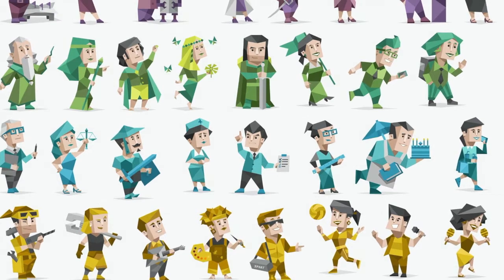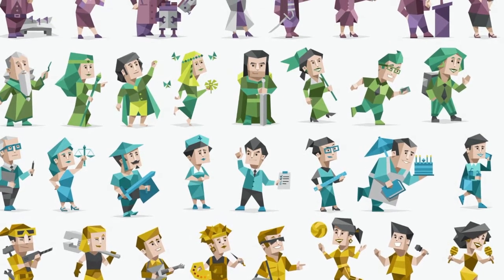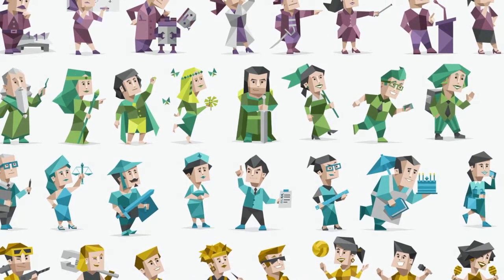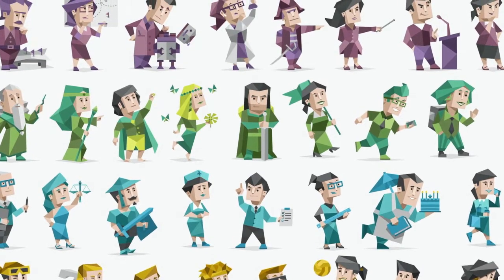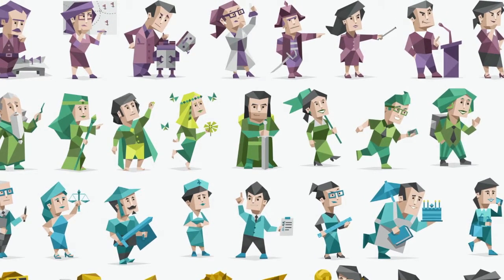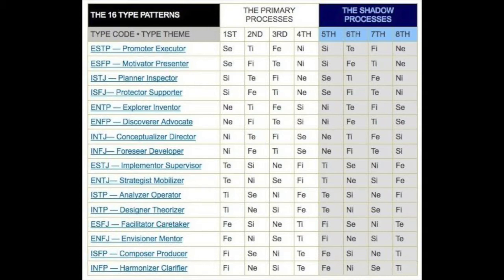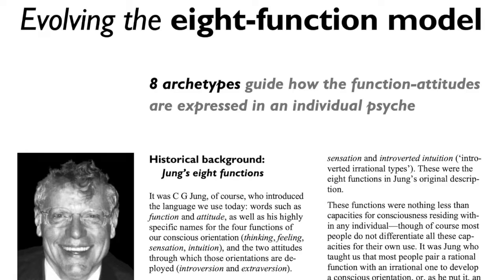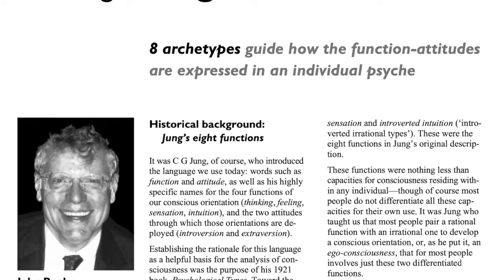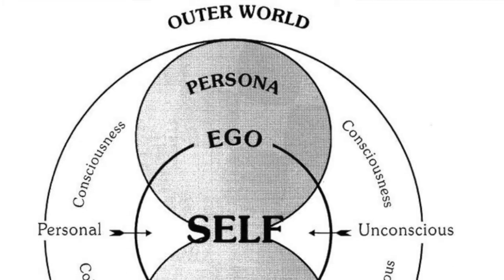Does the entire population on the planet consist just of 16 types of people? Yes and no. In this video, we're going to discuss cognitive functions, which are part of all personalities to some degree, at least according to the 8-function model, which is basically the next level of MBTI.